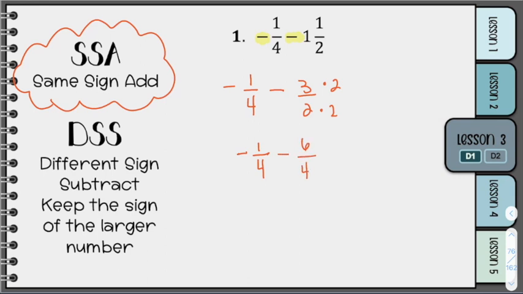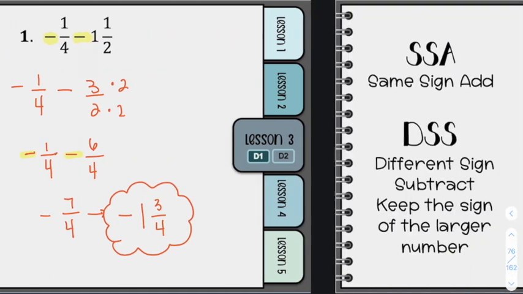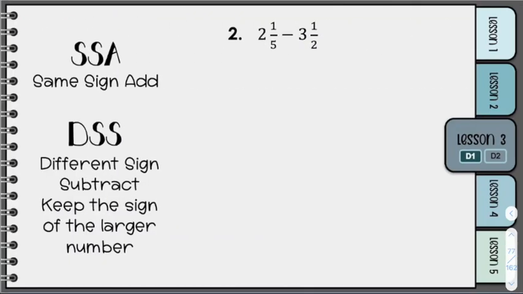If I continue with the same sign, I have 7 over 4. It's a negative, which converts to negative 1 3/4. And that is my answer. Let's try number 2. So here we have now different signs. We don't have the same signs.